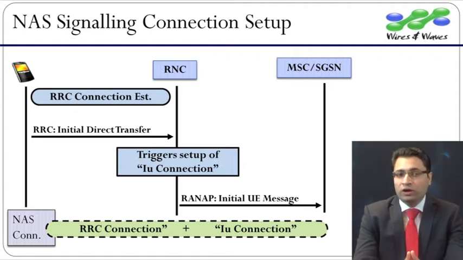In a nutshell, one can say that NAS protocols use the services of Access Stratum protocols RRC and RANAP to get the job done. With the help of this NAS signaling, the core network can perform security procedures like authentication and agreement of ciphering algorithms. In this example of a circuit switch voice call, UE can inform MSC about the called party number.